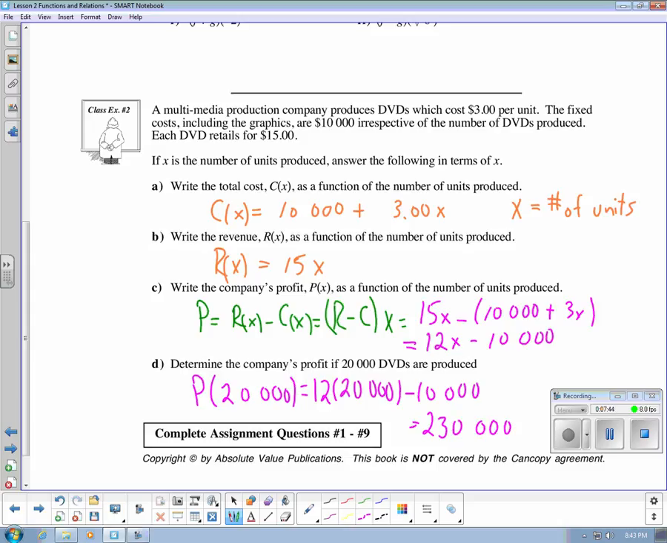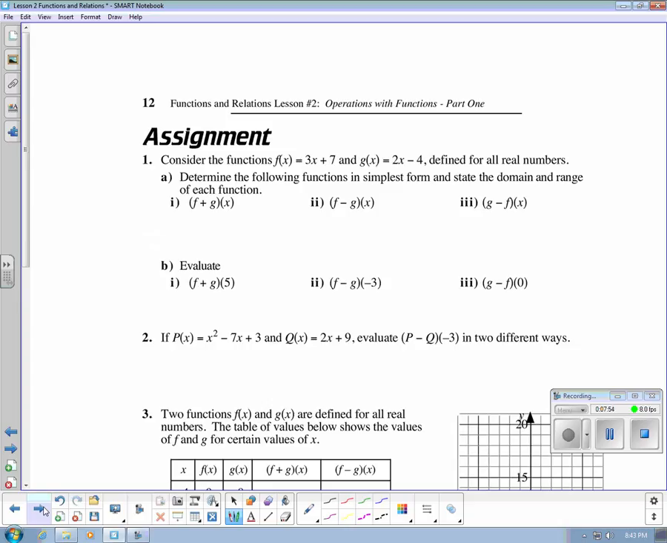$230,000 as my profit. Now I'm going to make sure I look on the right side of our assignment sheet for lesson 2, which is what we're on today. We're going to do question 1 to 9 as our assignment. And I do want you to do all the parts, please. Thank you very much, and let's get to work.